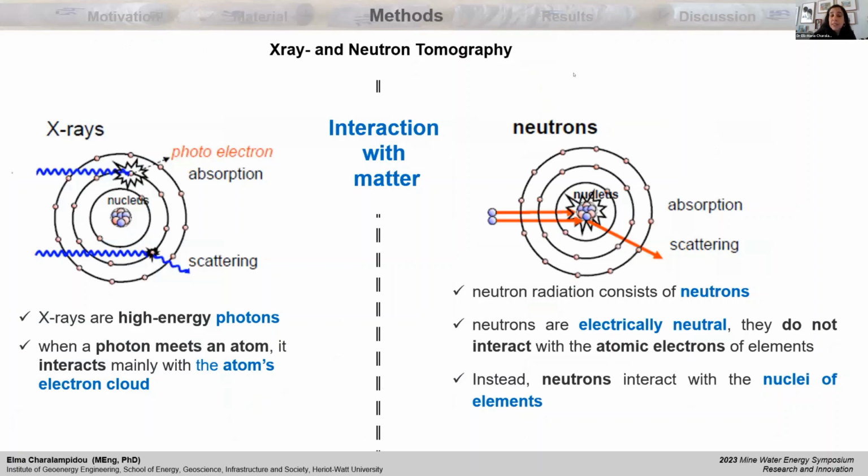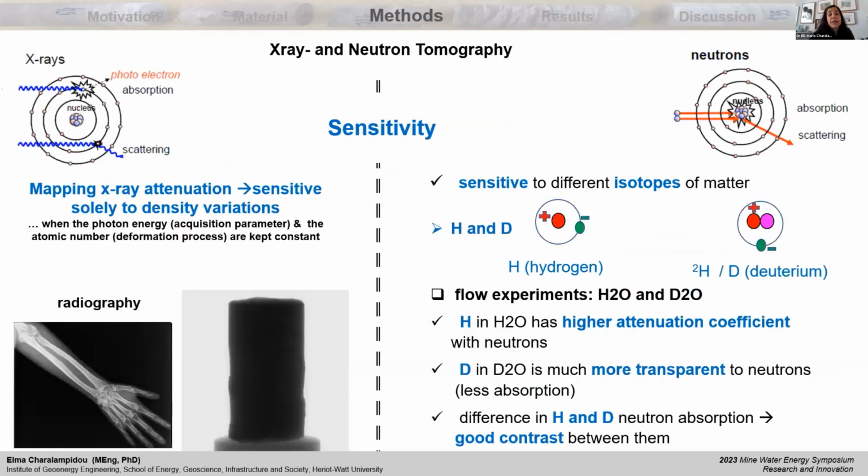The results I'm discussing are the outcome of a combination of 2 experimental methods, X-ray and neutron tomography. Both methods are non-destructive and they interact in a different way with matter. With X-rays, the photons interact mainly with the atom's electron cloud, whereas neutrons interact with the nuclei of the element. Therefore, the sensitivity of the methods is also somewhat different.